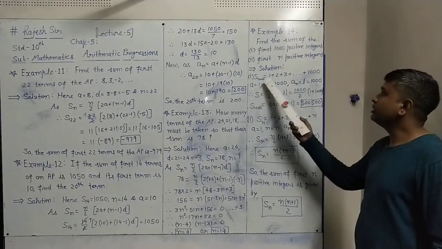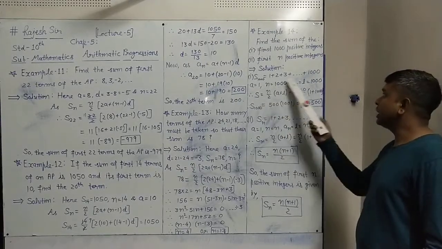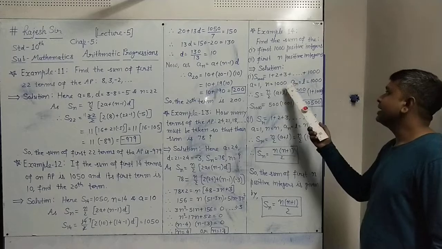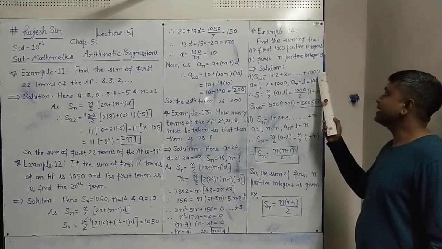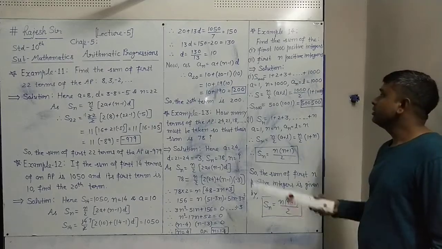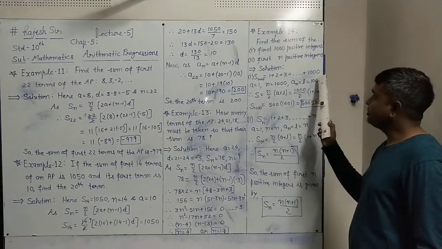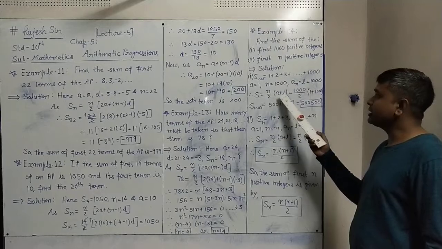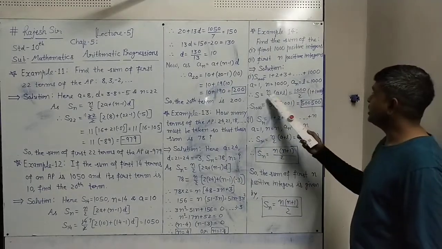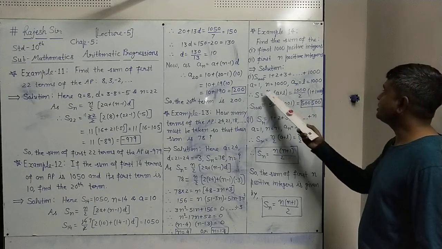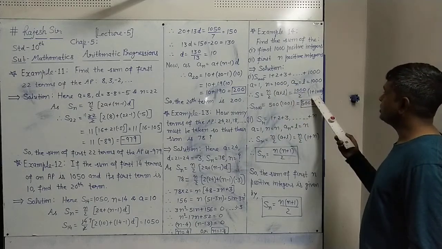With a equals 1, meaning the first term is 1, n equals 1000, as 1000 numbers are there, and an equals the last term, which is 1000. As we know the formula with the last term, S equals n by 2 times (a plus l), this formula we can use if we have the last term. Place all the values: n is 1000 upon 2, a is 1 plus l is 1000.